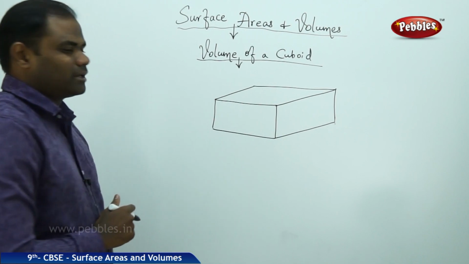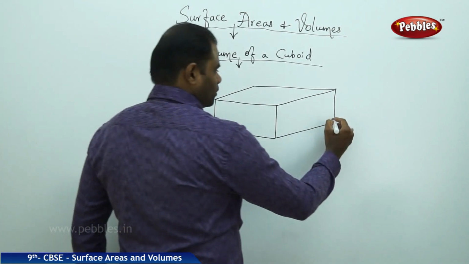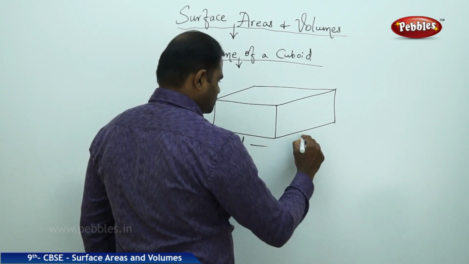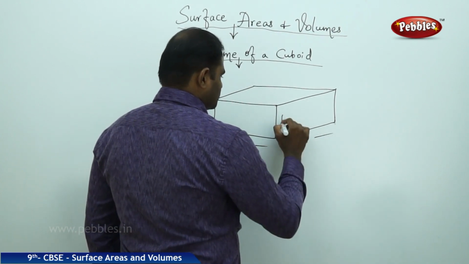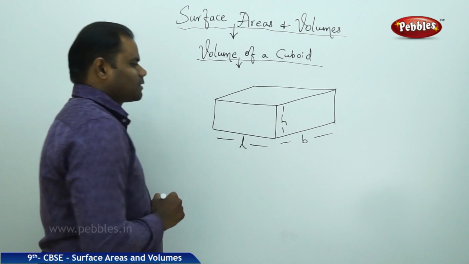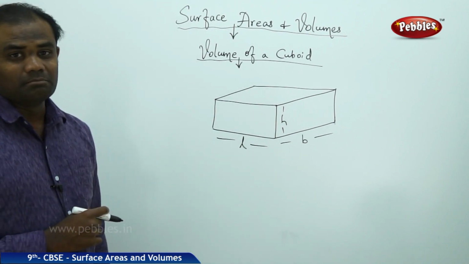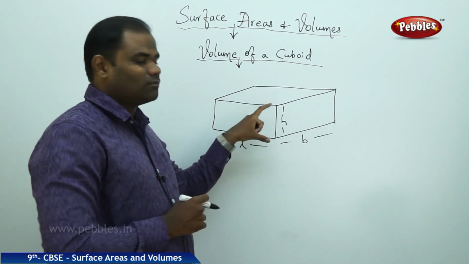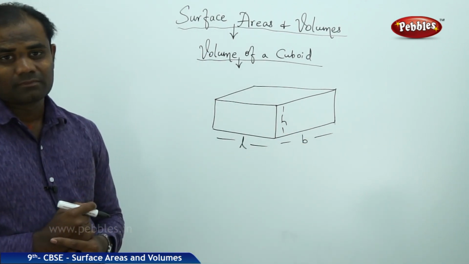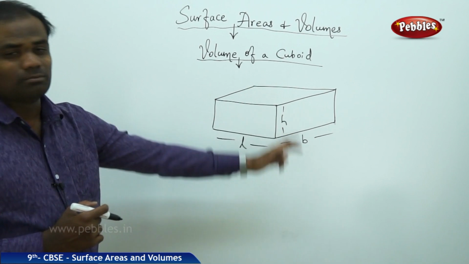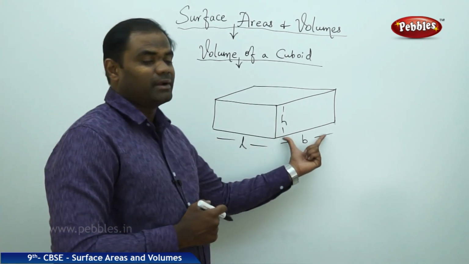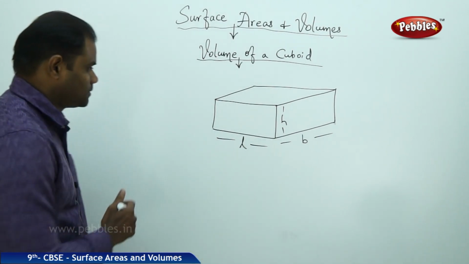Now this is a rectangular box which is in the shape of a cuboid. We have its length, its width, and its height. A cuboid has three main important dimensions: one is the length, one is the width, and one is the height. And how do we find the volume of this cuboid? It is all based on the length, breadth, and height of the dimensions.